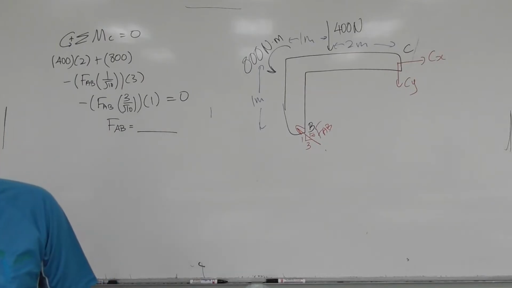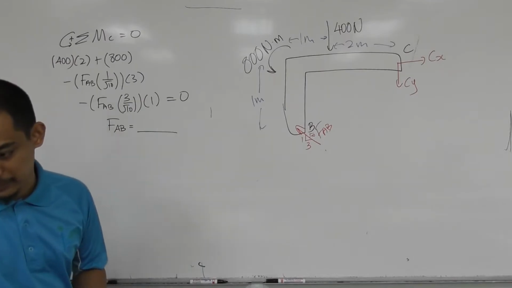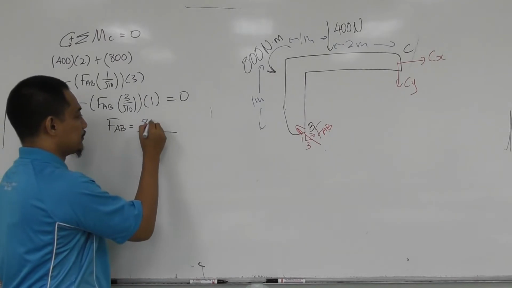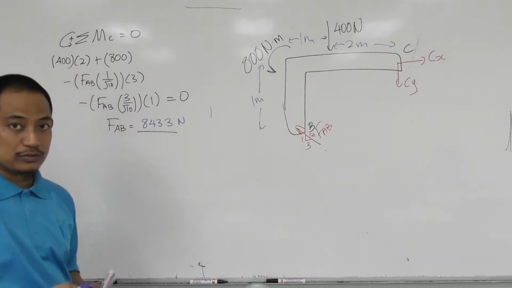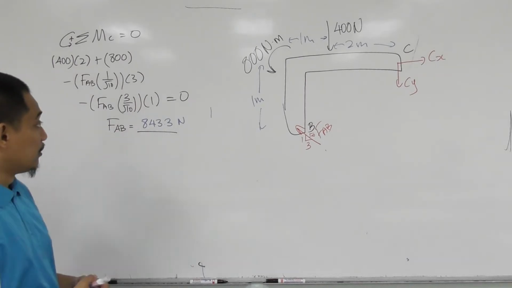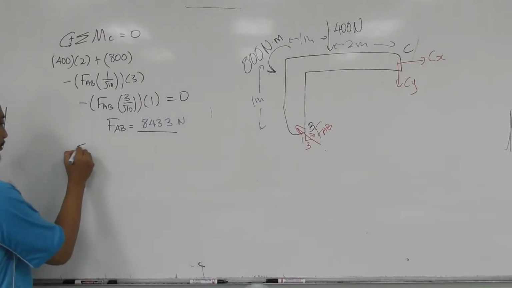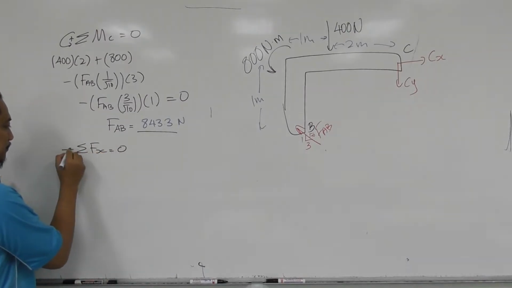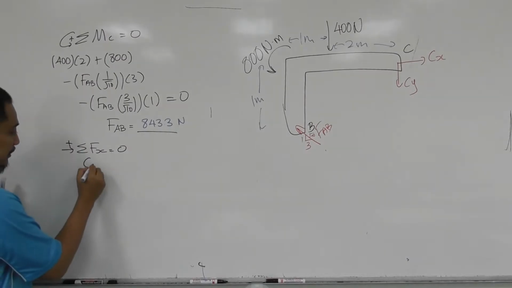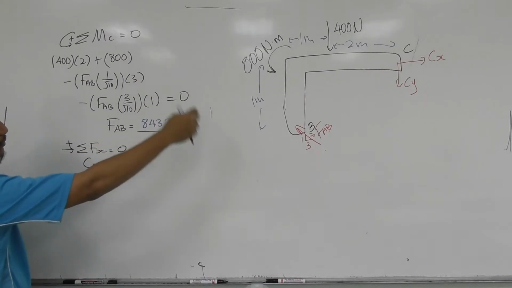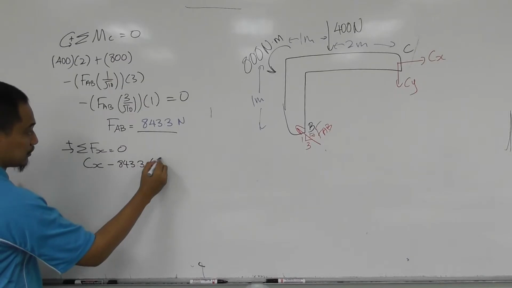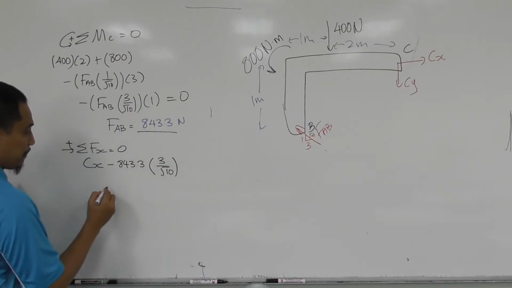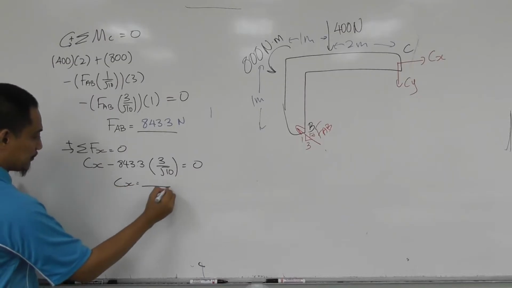And if I just look at the slide, they will give you FAB is 843.3 Newton, right? So verify that calculation. Alright, after you have done this, the rest is straightforward. Summation of Fx equal to 0, then basically you have Cx minus 843.3 times 3 over the square root of 10 equal to 0, so for Cx you get your number there.